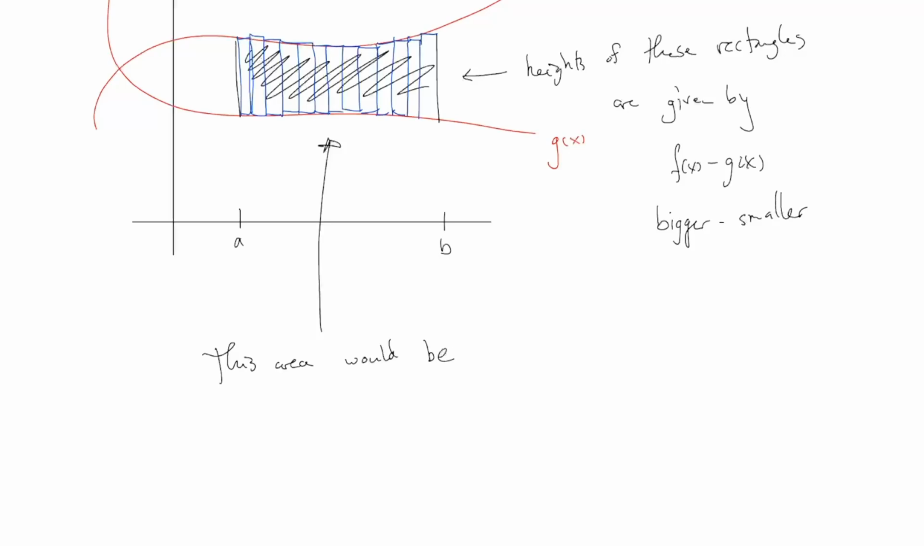Integral from a to b of f of x minus g of x, where f is the bigger and g is the smaller. All right, so that's the formula for the area between two curves. Not really a very complicated formula. This is the area between two curves, where you always do the bigger one minus the smaller one. All right, and that's really all there is to it.